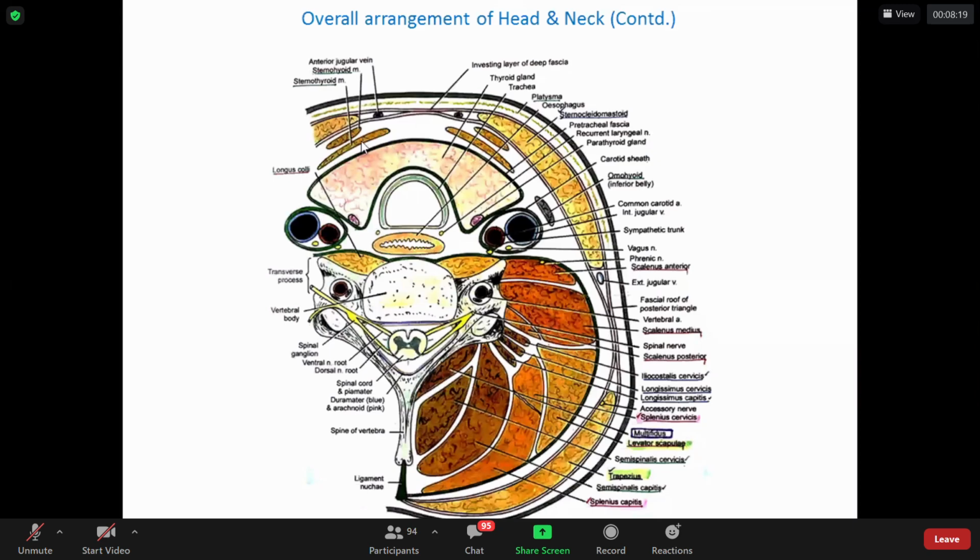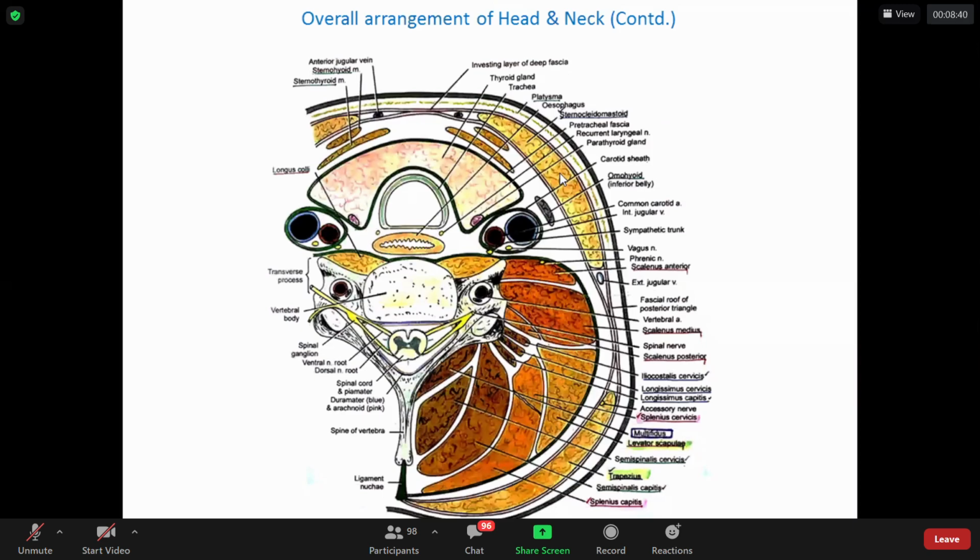And then just this is the carotid sheath, and you know this is a derivative of the investing layer of the deep cervical fascia. In front of the carotid sheath, in front and laterally, is another muscle. This is called the omohyoid muscle. Just let us have an idea.